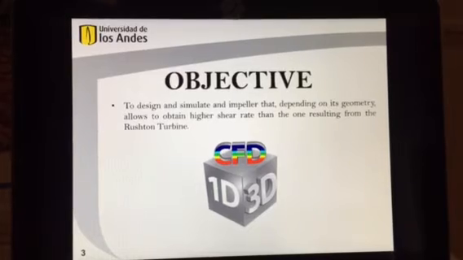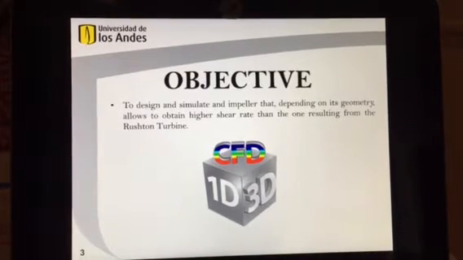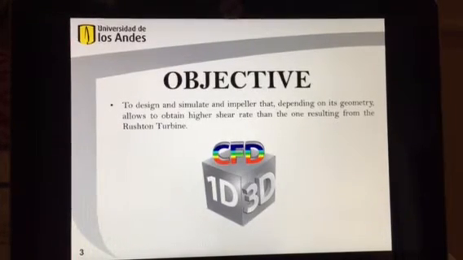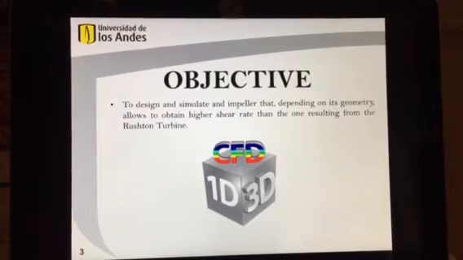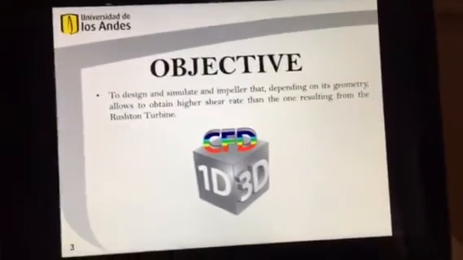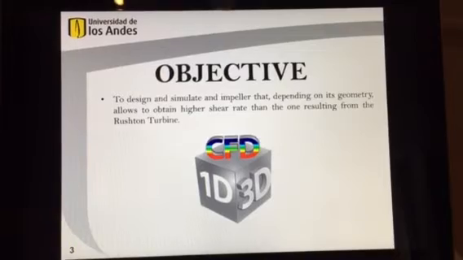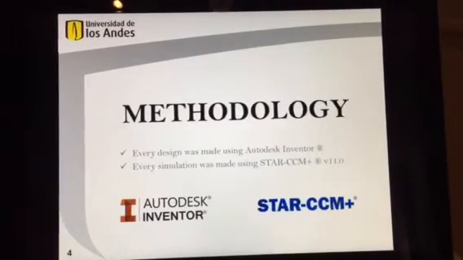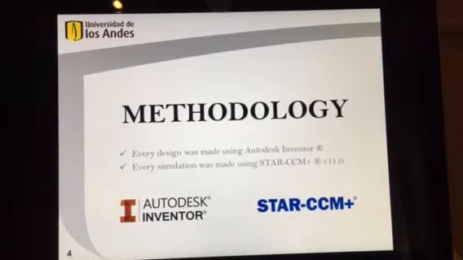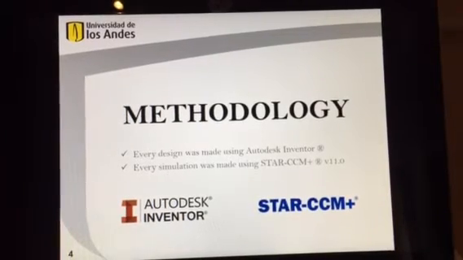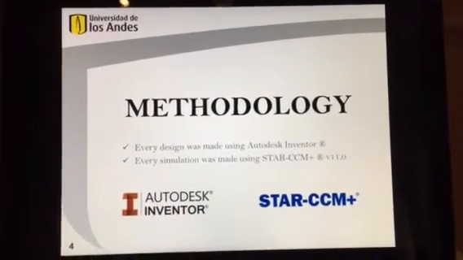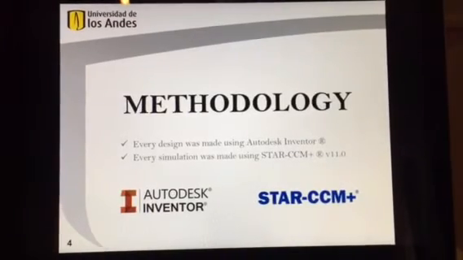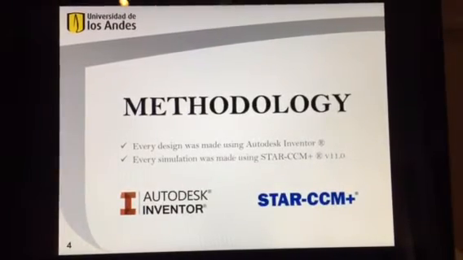As mentioned before, the main objective of the project was to create an original impeller design and simulate it, so that depending on its geometry we could obtain a higher shear rate than the one resulting from the Rushton turbine. In order to accomplish this, two programs were used: Autodesk Inventor for the design and StarCCM Plus for the simulations.